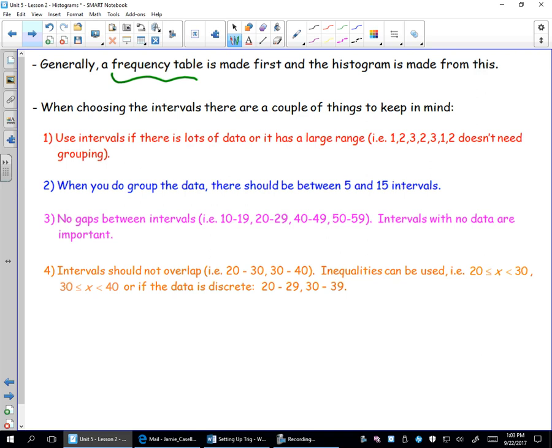Number two, once we're making our intervals, we want between 5 and 15 of them. There's no right number, but there is an incorrect kind of number. And we always want between 5 and 15 intervals. There can't be any gaps between your intervals. So if we look at this one, we have 10 to 19, 20 to 29, 40 to 49, and 50 to 59. We're missing the 30s. The fact that you don't have any 30s is an important piece. So don't skip over that interval. Include it. It just might mean there's a frequency of 0, and that's okay.